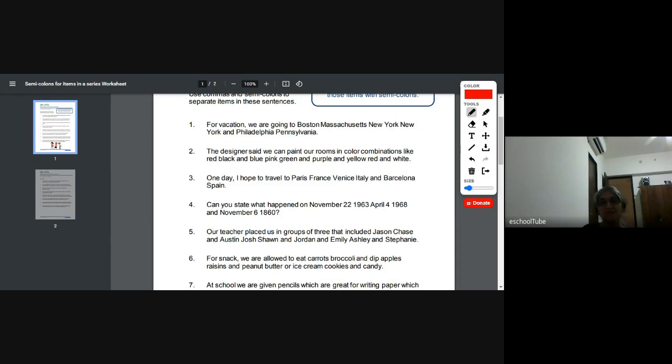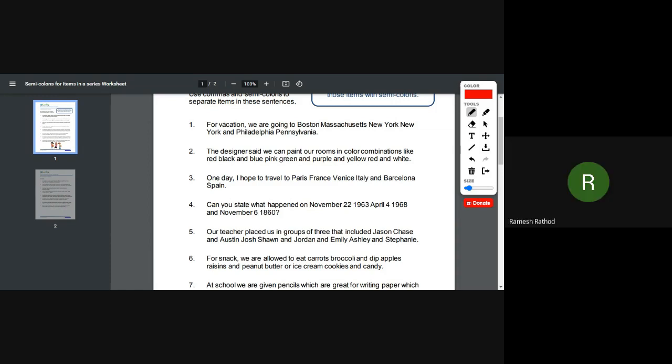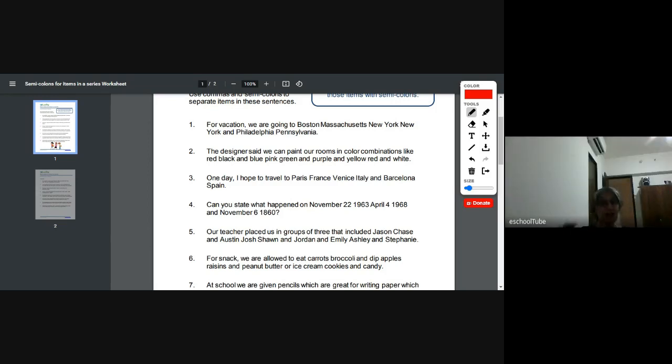Yes. For snack, we are allowed to eat carrot, broccoli, and the apples, raisin, and peanut butter, or ice cream, cookies, and candy. So now they haven't given us equal groups.